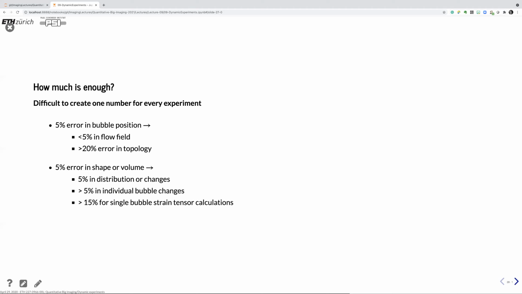5% error in shape or volume can also give you directly 5% in the distribution or changes in the distribution here. And usually it's more than 5% in some of the bubbles, individual changes. But it can also give you a really great change in the bubble strain tensor calculations. So you have to be careful about seeing where these errors are propagating into the parameters you want to measure.